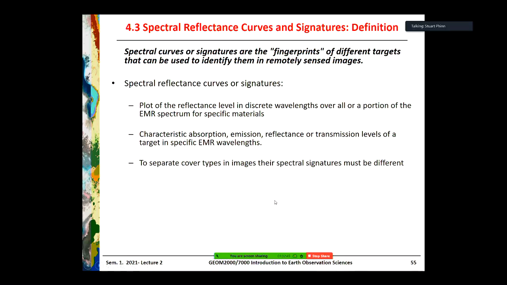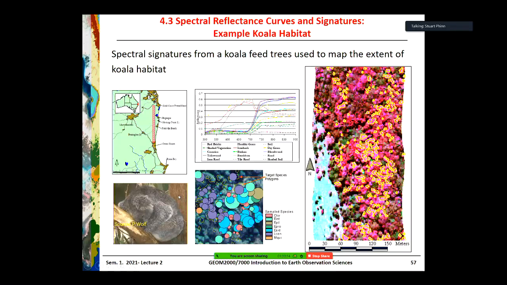One of the basic assumptions of using satellite and airborne images for discriminating objects is that they have significantly different spectral reflectance signatures. If they don't, then you can't tell them apart. It's essentially like saying, from our vision point of view, two objects must have a different colour for us to see them as different if they're the same shape. So to separate objects, they need to be different.